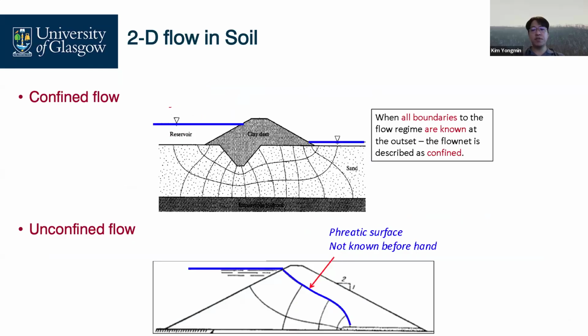So we have two different types of flow nets. When all boundaries to the flow regime are known at the outset, the flow net is the confined flow net. Otherwise, we still don't know some certain phreatic surface. The flow net is described as the unconfined flow.